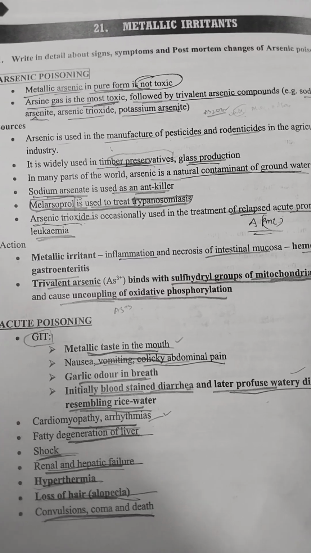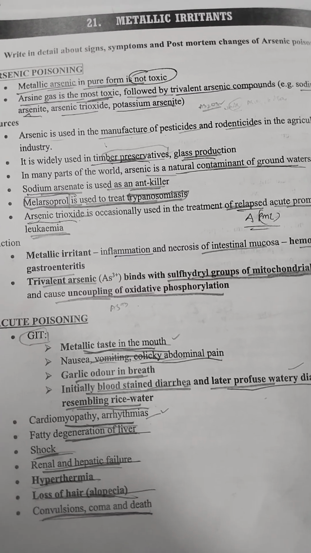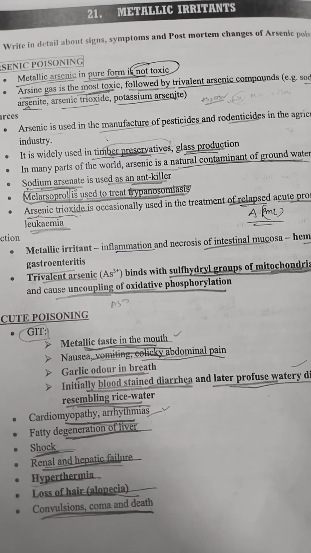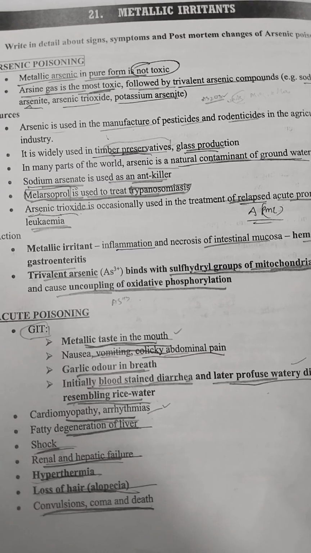Okay, where do we use this arsenic? In pesticides, in rodenticides, and widely in timber preservatives and glass production. It is a natural contaminant of groundwaters in many parts of the world. Sodium arsenite is usually used as an ant killer.